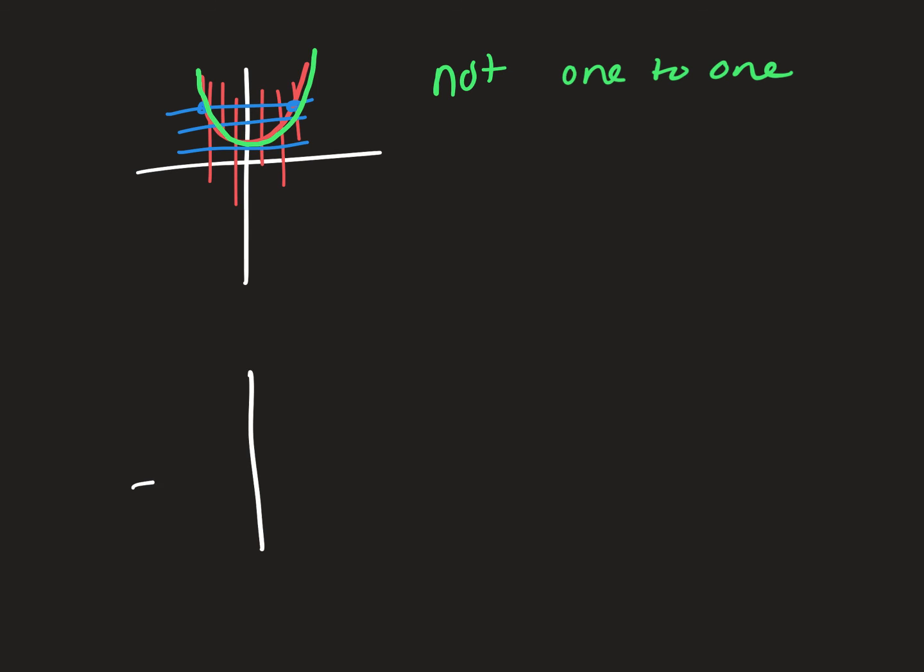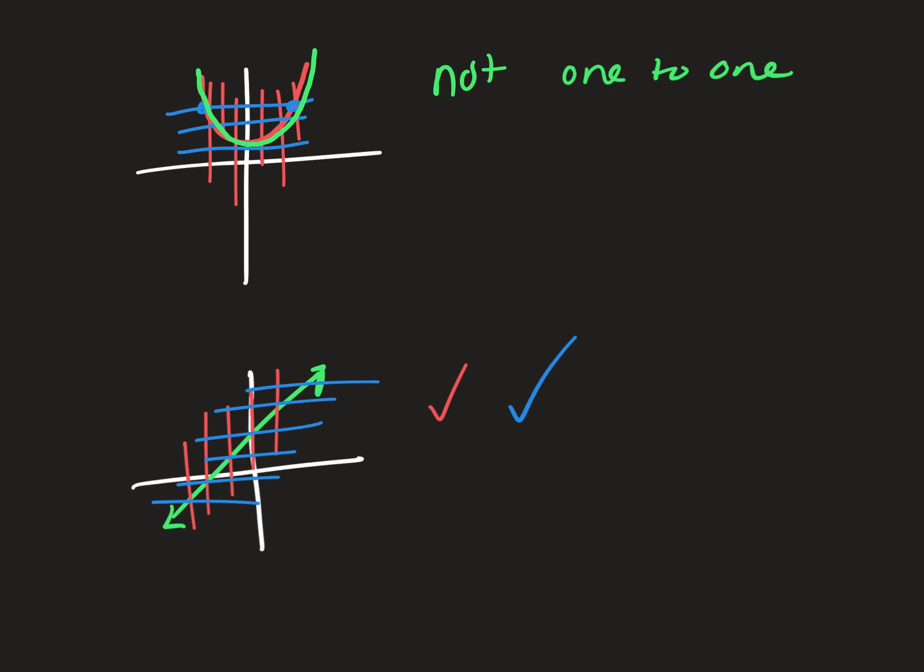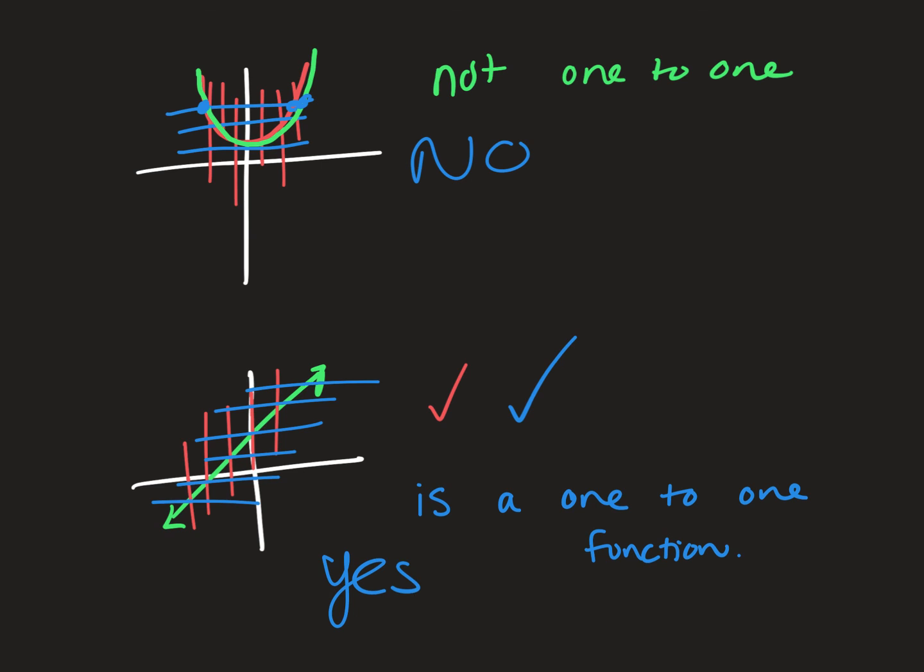But something like, so even something like this. Again, it has to pass both the vertical line test, it passes the vertical, and this one is going to pass the horizontal as well. So this is a one-to-one function, because it means that the inverse would also be a function. So you just have to test it vertically and horizontally and make sure it doesn't touch in more than one spot. So this one is a no, this one is a yes.